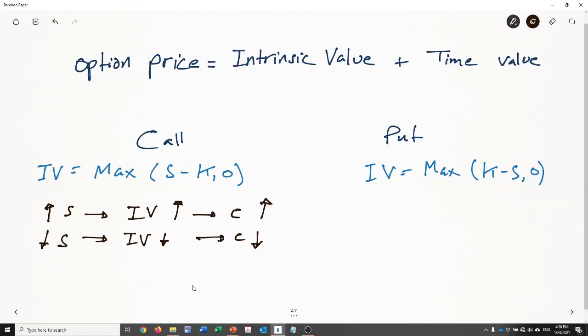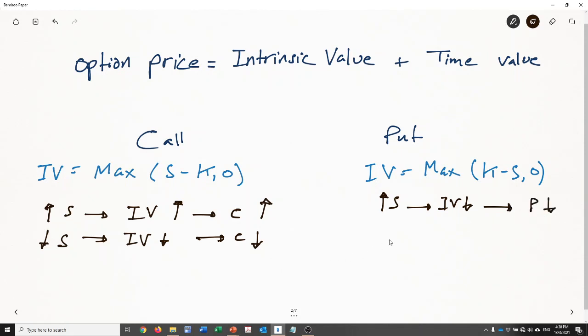How about put options? Now, if we increase the underlying stock price, what will happen to the intrinsic value? Well, K is fixed, S increased, so it will become smaller, which means the intrinsic value will become smaller. And if the intrinsic value became smaller, what will happen to the option price? Then the put option price will become smaller.